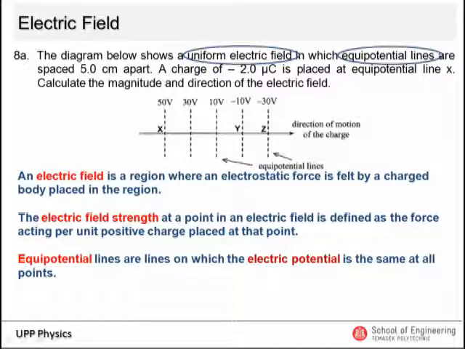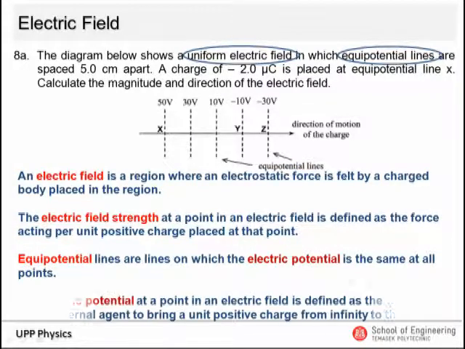But what is meant by electric potential, you may ask? Well, the electric potential at a point in an electric field is defined as the work done by an external agent to bring a unit positive charge from infinity to that point. It just means that if you want to bring a unit charge of 1 coulomb from outer space to a point in the electric field, there's a certain amount of work that has to be done. And this work done is known as the electric potential.